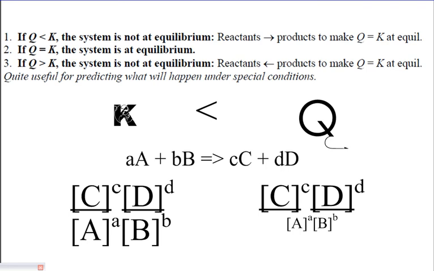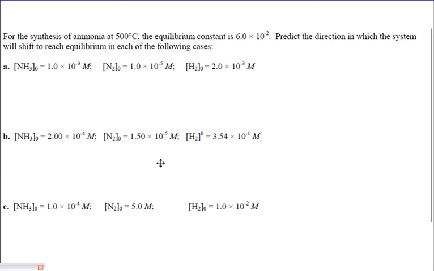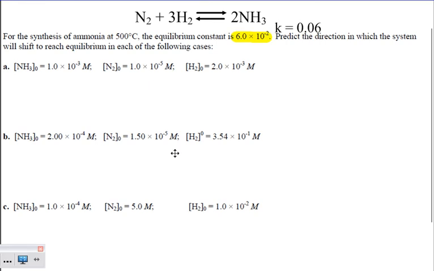This is particularly useful when we're asked to predict what will happen under certain conditions, when we aren't exactly sure what's going to happen to a reaction. If we can calculate Q and we know what K is, we can compare them to one another and tell which direction a reaction will shift. So for the synthesis of ammonia, we know what reaction that is. That's the Haber process. So nitrogen plus hydrogen gives us ammonia. At 500 degrees Celsius, we're given an equilibrium constant, so K equals this value. Predict the direction in which the system will shift to reach equilibrium in each of the following cases.